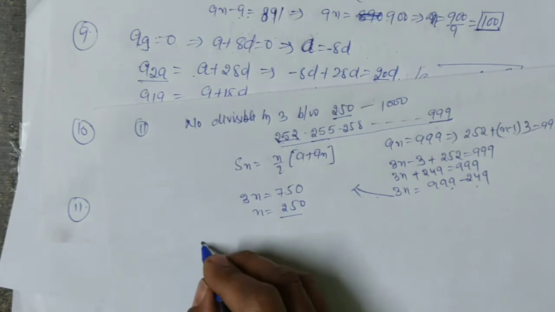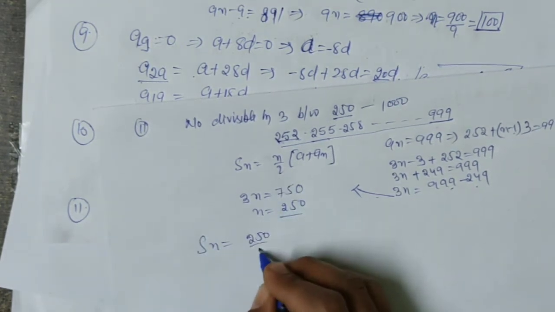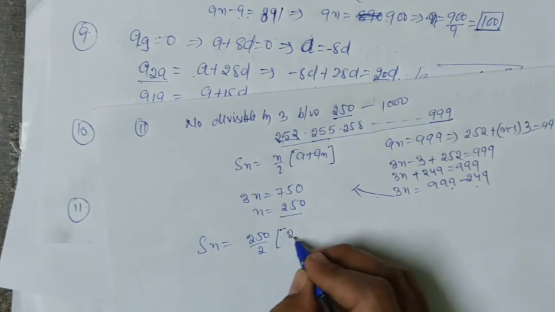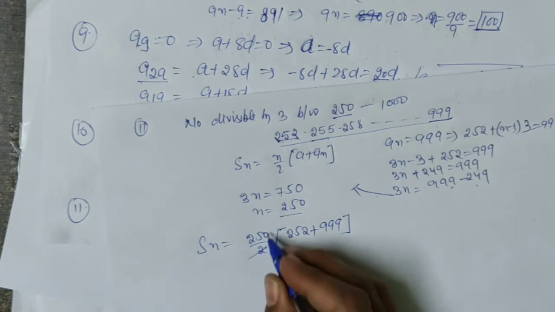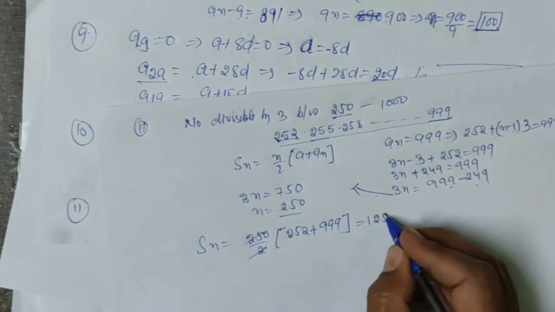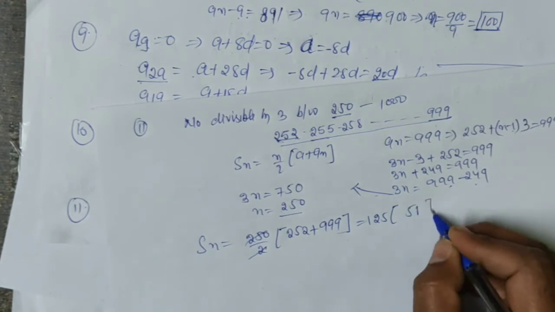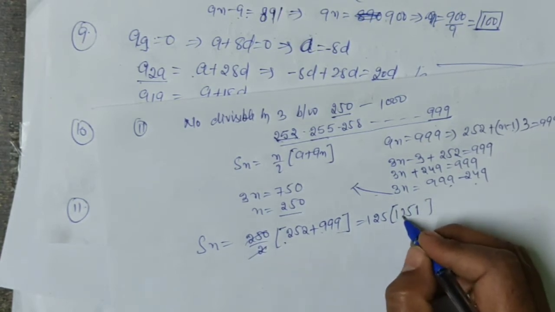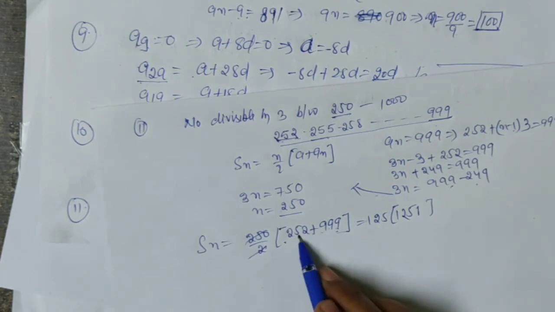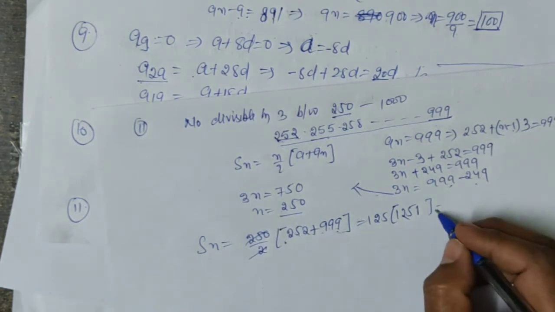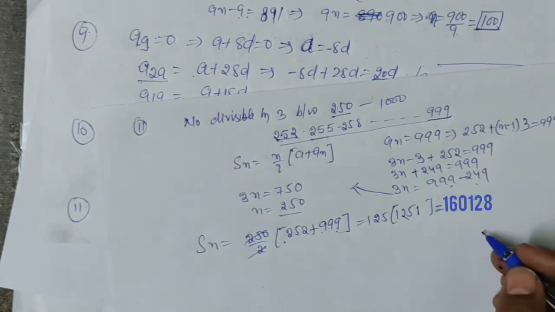Okay, to go for Sn now, Sn is n by 2, that is 250 upon 2, into (252 plus 999). Okay, this is 125 into 1251. Ultimately, you can multiply it and get the answer.